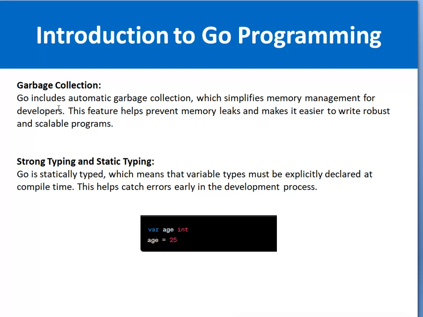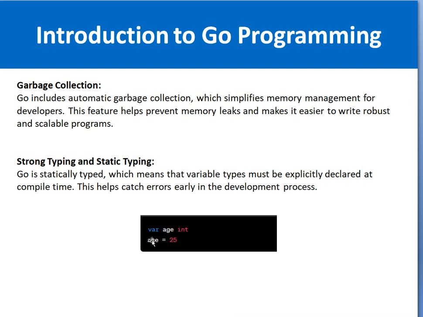Then strong typing and static typing. Go is statically typed, which means that variable types must be explicitly declared at compile time. For example: var age int, that is an integer value, meaning a whole number, and age is assigned 25. That means the variable age has a type of integer. So if you assign 25, then it's okay, there will be no issue. If you assign 25.3 here, that means a decimal value in age, obviously the compiler will give you an error and it will not compile the source code.